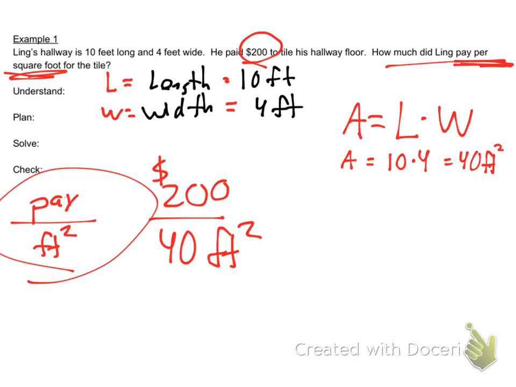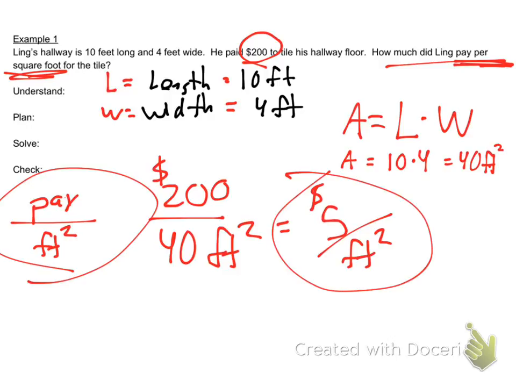Notice that my labels don't cancel. I got money on top, feet squared on the bottom. So labels aren't going to cancel, but my numbers, 200 and 40 down below, can be reduced. What's 200 divided by 40, Richard? So it's 5, and it's dollars per square foot. So he paid $5 per square foot.